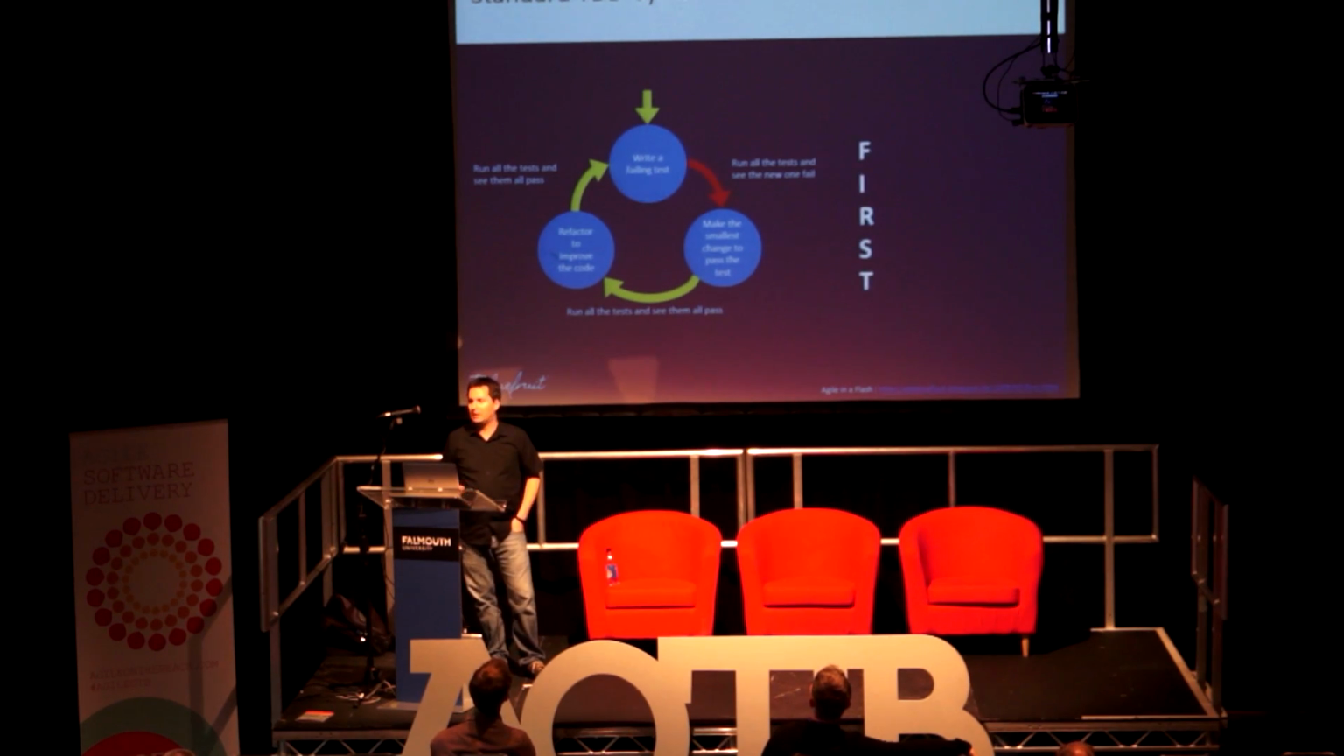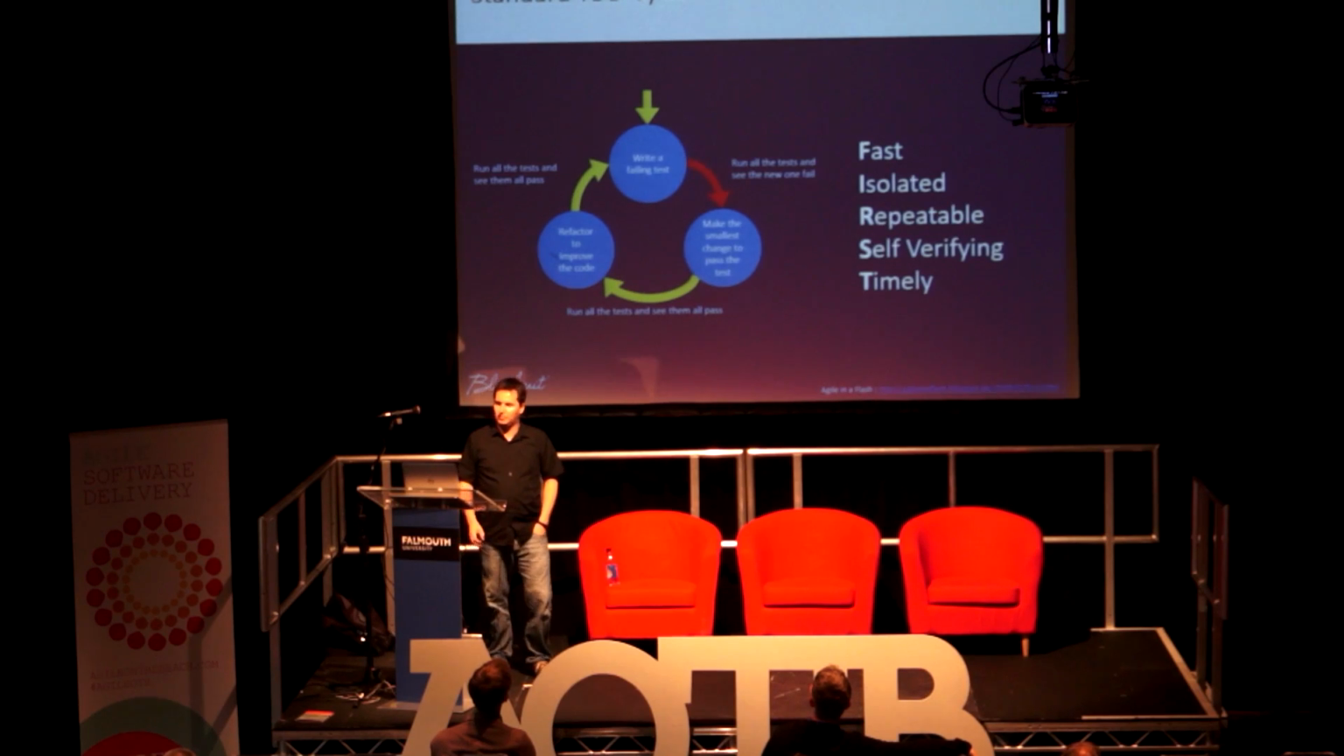So probably less well known is the first mnemonic. This defines a set of criteria that your unit tests should have. So firstly, they should be fast, they should run quickly. If they're slow, it creates a barrier to the developers actually running them, and they're going to run them less often.